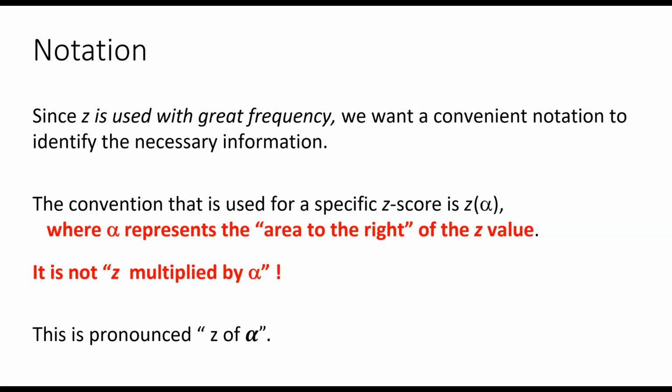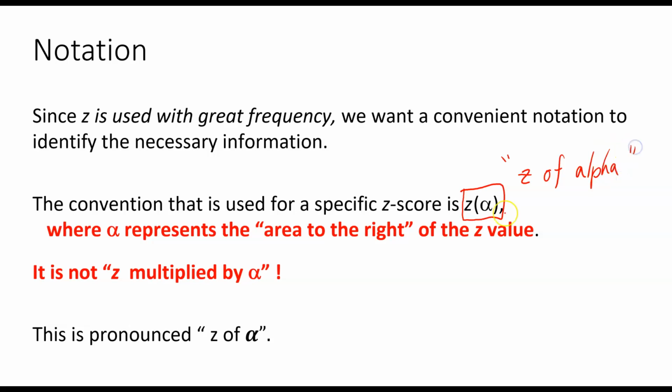In this video, we will take a look at a new notation. Since Z is used with great frequency, we want a convenient notation to identify the necessary information. The convention that is used for a specific Z-score is Z of alpha. So here it is right here, pronounced Z of alpha.